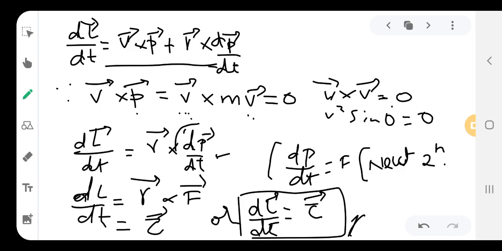Newton's second law, right? Therefore, dL/dt is equal to r cross F vector, which is nothing but the torque. The relation between the angular momentum and the torque is that the rate of change of angular momentum is equal to the torque on the body.